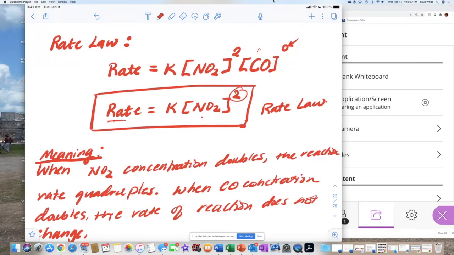The doubling and quadrupling is a lot easier for me to say. Whatever change you make to NO2, you have a significant change in the rate. But since CO doesn't even appear in the finalized rate law, if you try to double this, you're wasting chemicals and you're wasting the company's money.